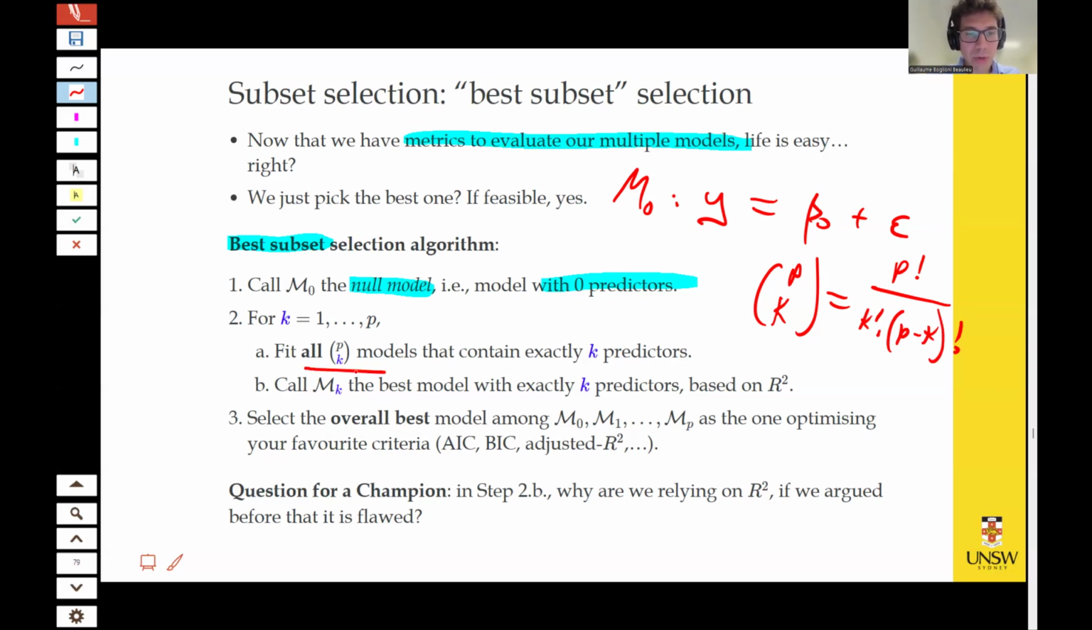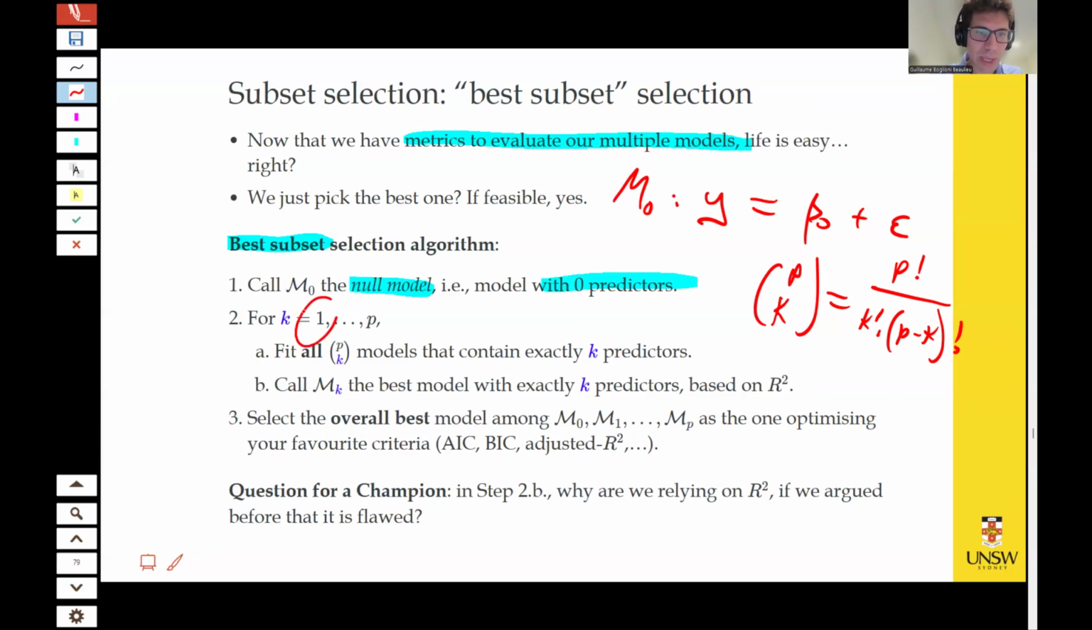Okay, so the point here is you fit all of those models. And now you will call simply Mk the best model with exactly k predictors. So remember, if k is 1, you had p models to fit, you pick the one that is the best. Best how? Well, simply based on R squared or equivalent. So the bigger R squared, of course, is the better, or equivalently, the smaller RSS. Okay, so you do that, it gives you your Mk model.